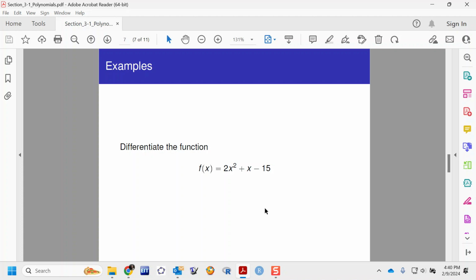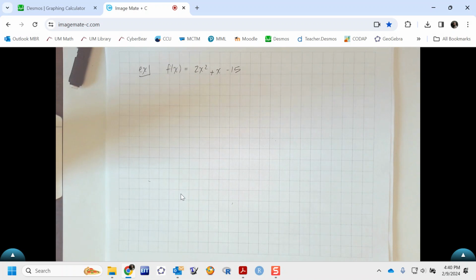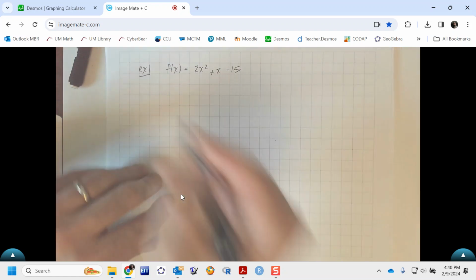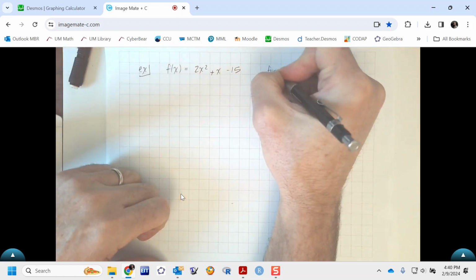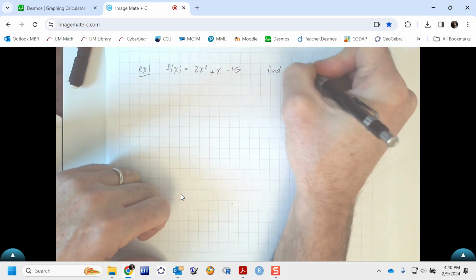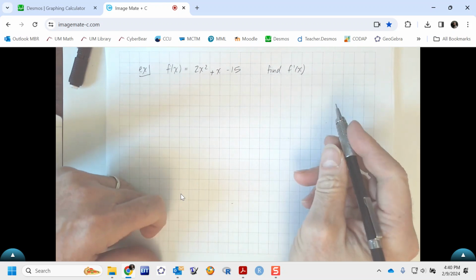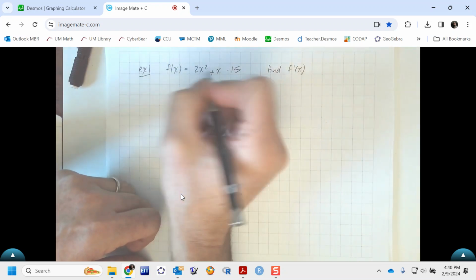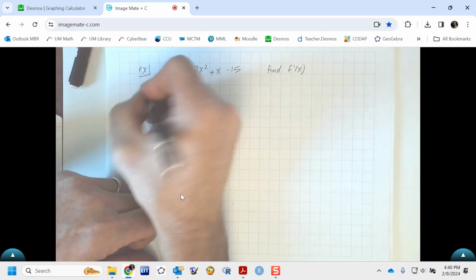If we know that f of x is equal to 2x squared plus x minus 15, then what is the derivative of that function? I've got it written down now. Let's go after it. And let's do it nice and slow here, right? So we're going to find f prime of x. That's what we're trying to do here. Literally what I'm trying to find is f prime of x.